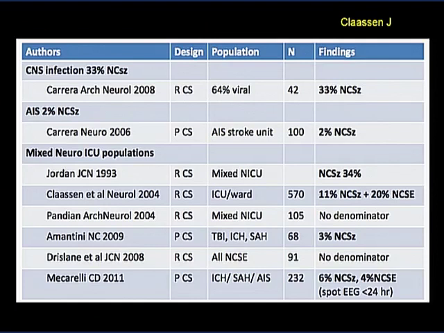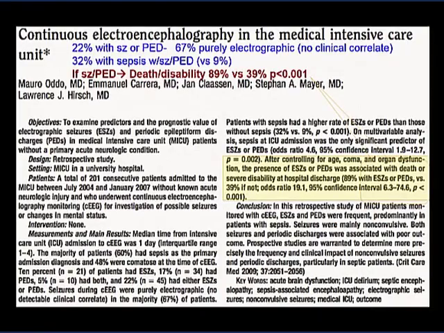In patients with CNS infection, one group had 33% having non-convulsive seizures. It is much rarer in ischemic stroke, until much later, usually months and months later, but it has also been seen in mixed neurologic populations. So if you work mostly in the medical ICU and you're saying, well, I don't see a whole lot of seizures, I don't need to worry about this.